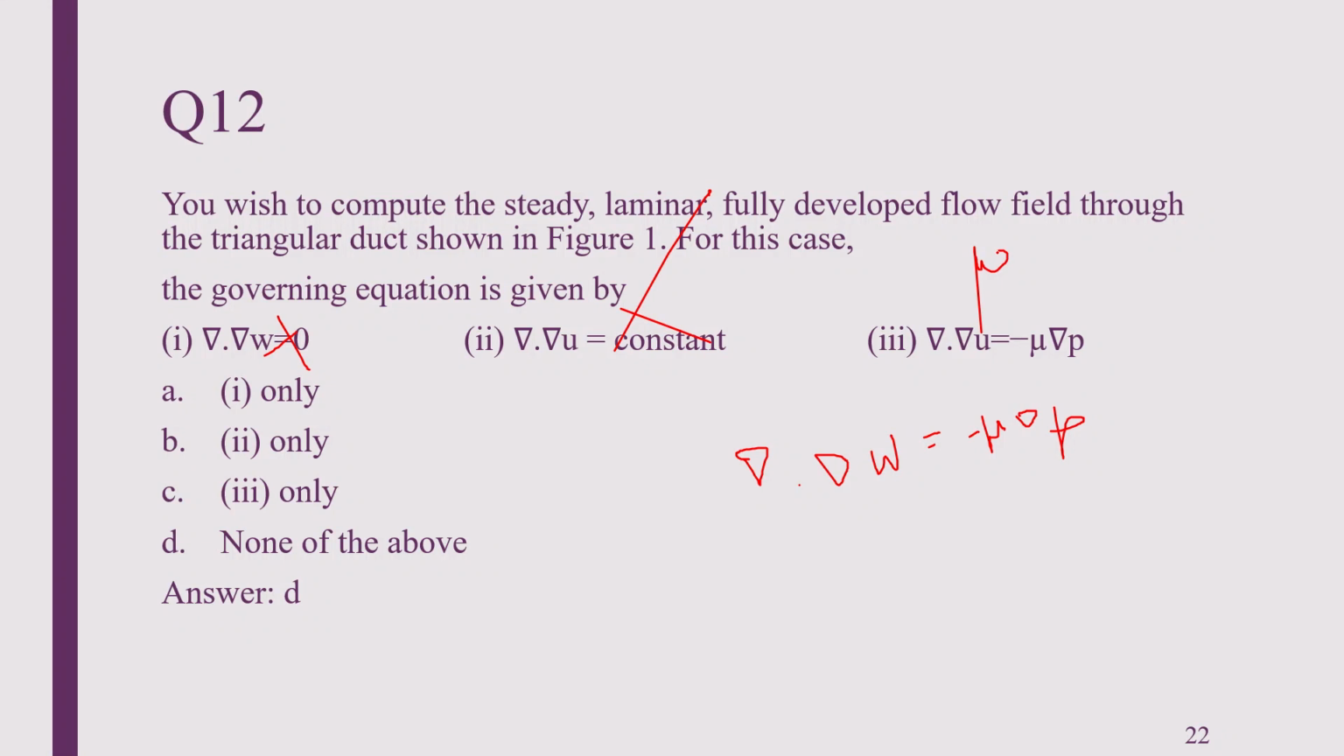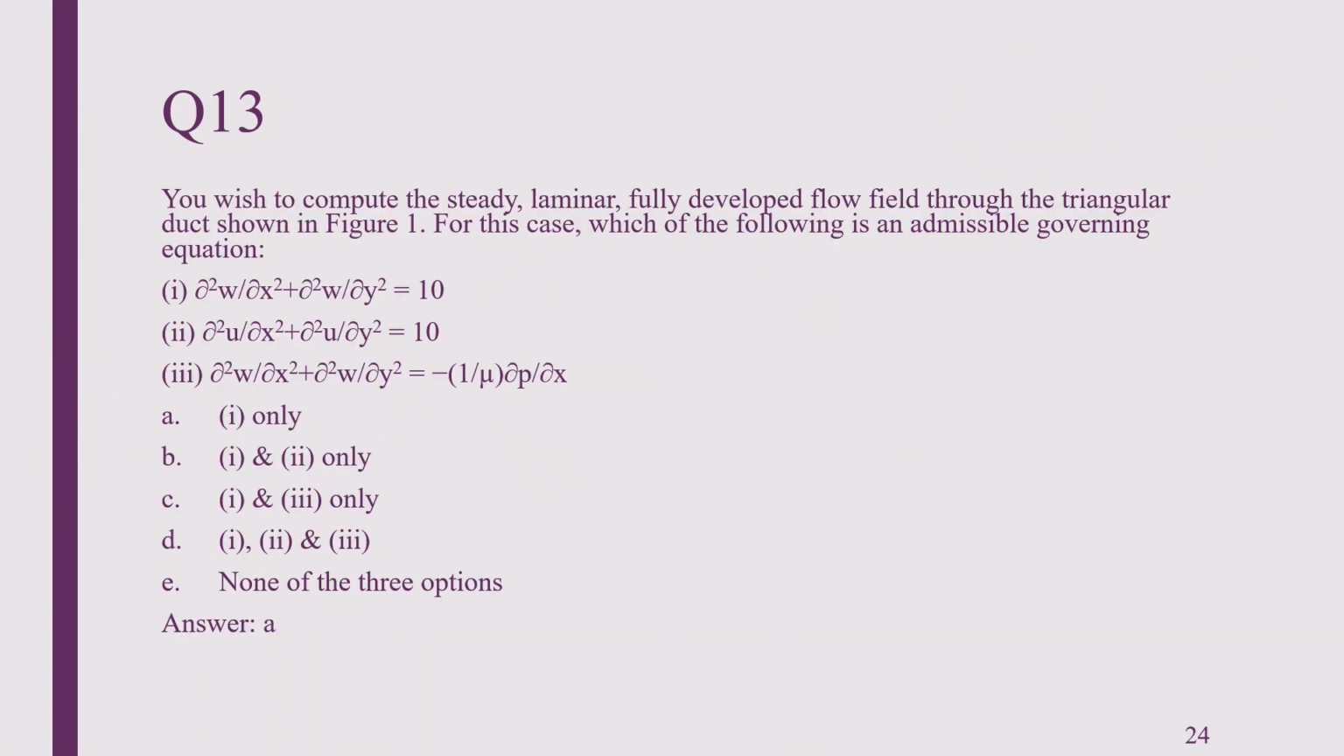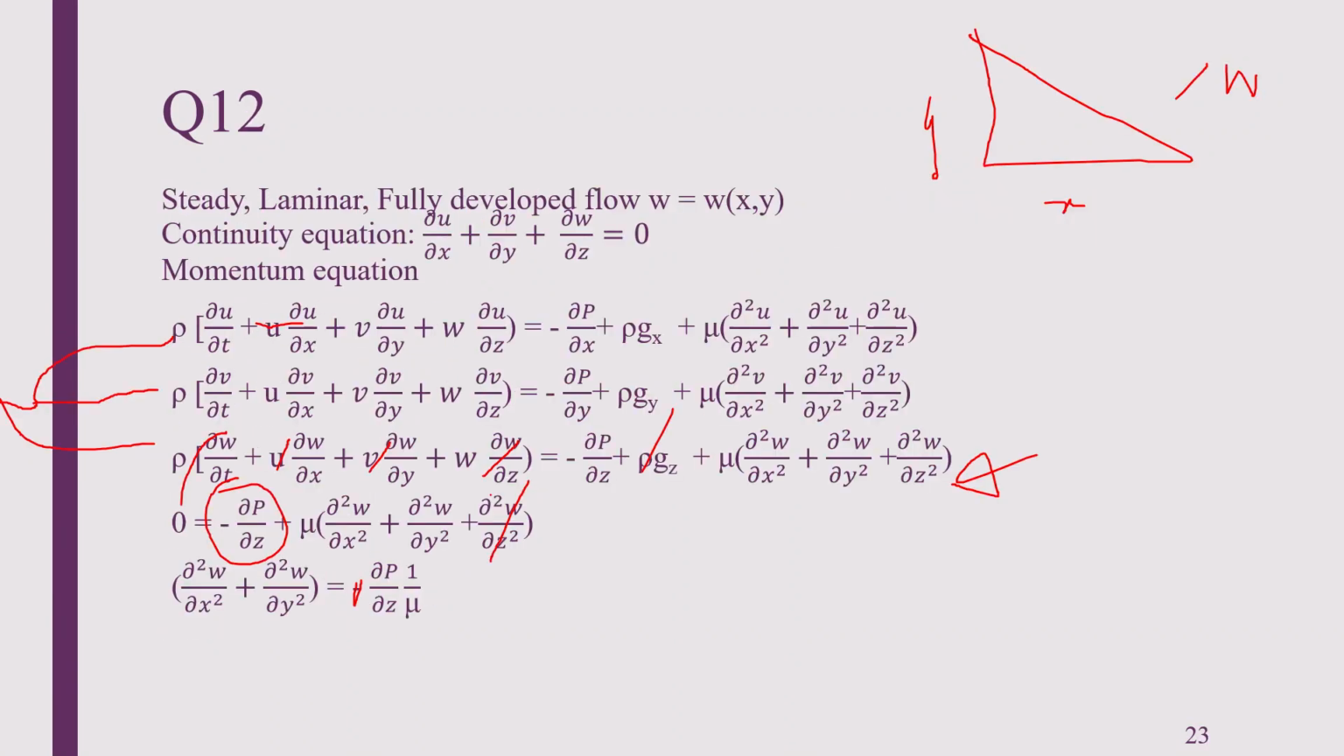That is, none of the above is the right answer. So what we have done, we have taken the rectangular duct and given the equations in x, y, z and momentum conservation equations, and we have reduced those equations, and we found that none of the equations are matching with the given options. So all 3 of the options are wrong. So A, B, C are wrong. So the answer is none of the above. I hope it is clear. Now we'll go to question 13.